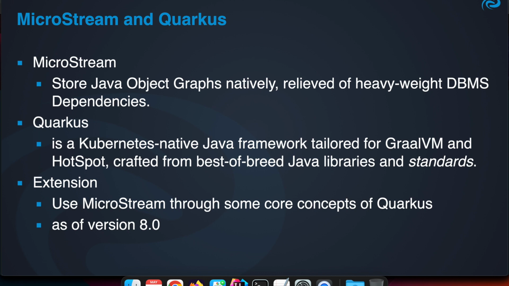EE standards. With this extension we make it possible that you use the Microstream functionality like the StorageManager and the root object that you define through Quarkus, using the Quarkus configuration and the CDI beans that you have available there. And as mentioned, it is available as of version 8.0, which was released by the end of April.